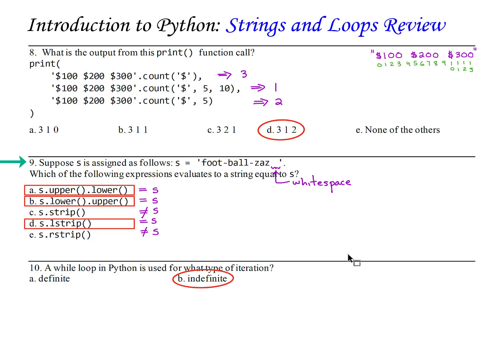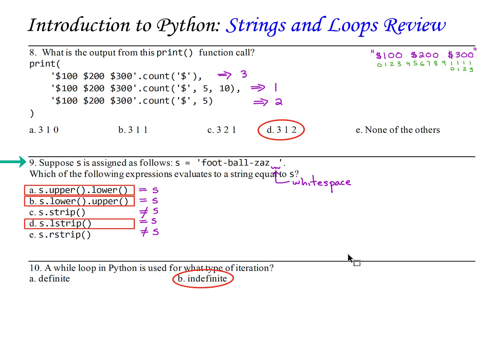Well, if you take the upper and take the lower, that should give you S back. If you take the lower then the upper, that will give you S back. If you strip, now that's not going to be S because strip takes out the white space from both sides, so that would take out the space at the end. That's not going to be equal to S anymore. Left strip takes white space from the left, but there is none, so this will equal S. And finally, the right strip takes out that rightmost space, which is white space, and that's not equal to the original string anymore.